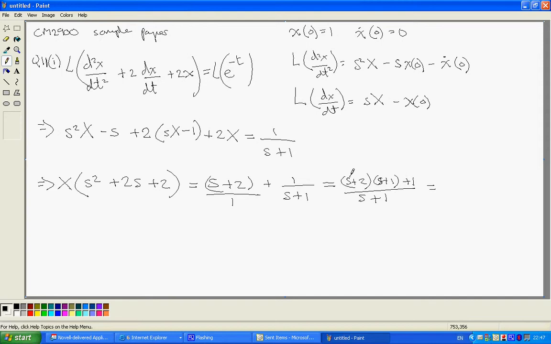Multiply out this bracket, we have s times s, which is s squared, s times 1 is s, plus 2 times s is plus 3s, and then we also have 2 times 1 is 2, plus 1 at the end, gives us plus 3.